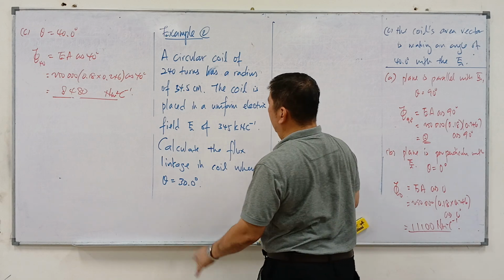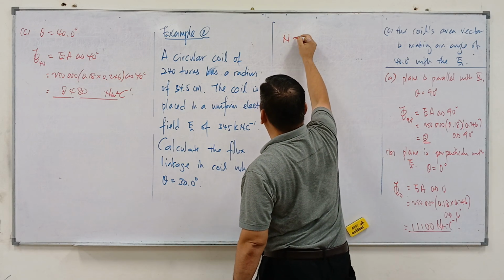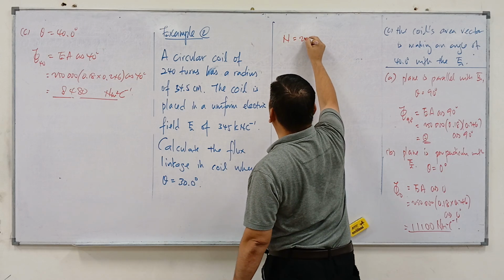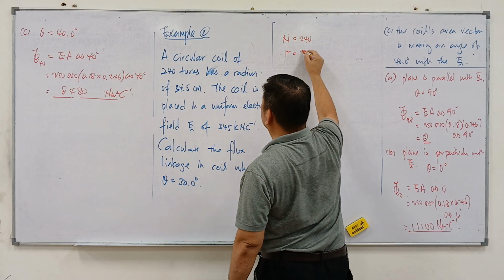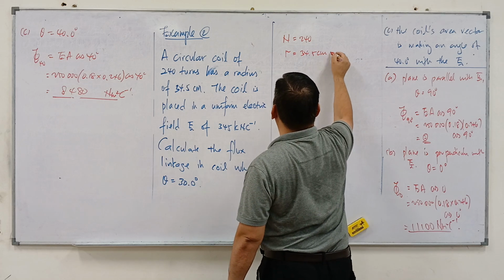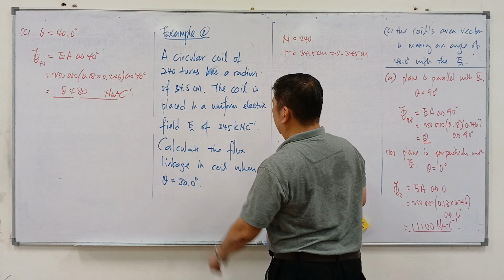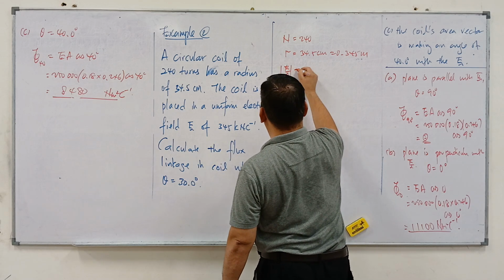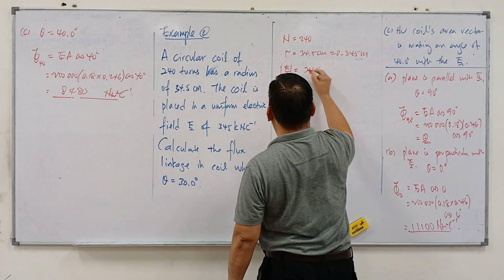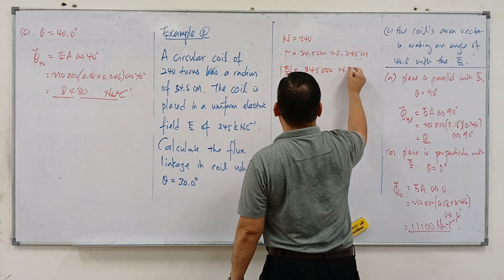So we list down all the information given to you. Number of turns, normally you use big capital letter N, is 240, and radius R is 34.5 centimeter or 0.345 meters. Next one is electric field. Magnitude is 345 kilo, so it's 345,000 Newton per coulomb.